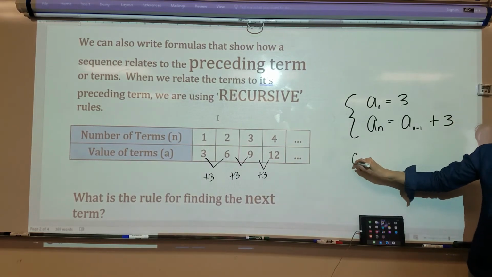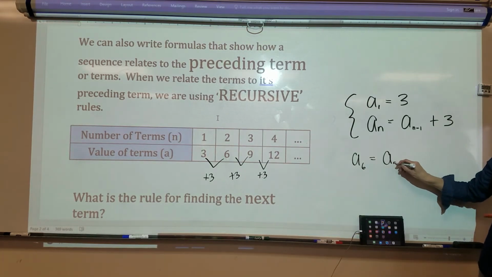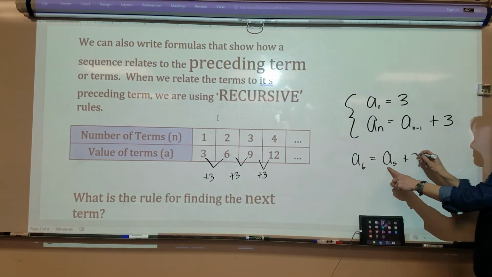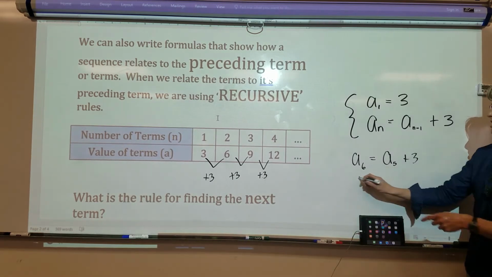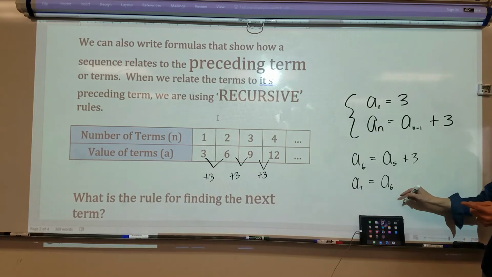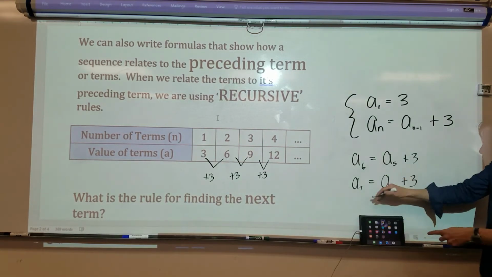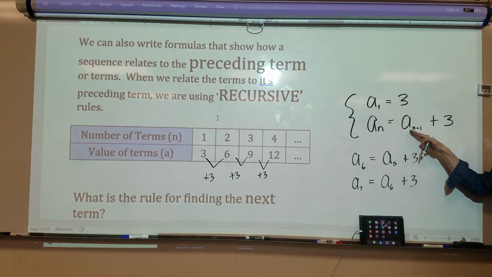Let's just check to make sure it makes sense. If I wanted to find the 6th term, I would back up and look at the 5th term and add 3 to that. Okay, that's making sense. If I wanted to find the 7th term, I would back up to the 6th term and add 3 to that. And that's why we use a recursive way of writing it. We're saying the previous term.